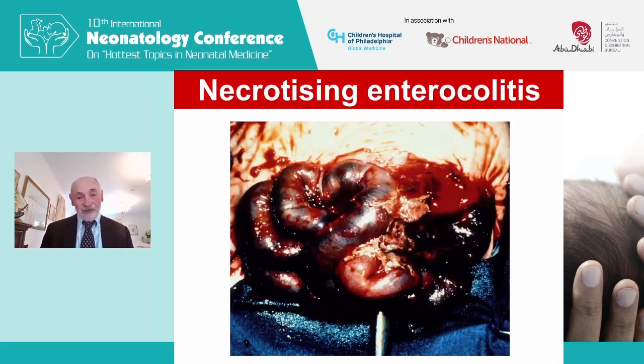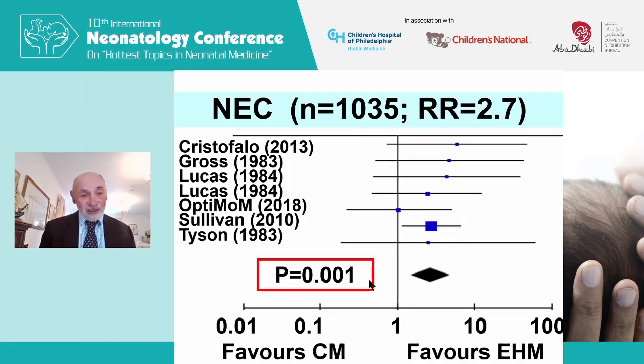Now, I want to start with necrotizing enterocolitis. Here, uniquely, are the 7 randomized trials in the world literature where there's an exclusive human milk comparison diet. And I've set up this forest plot so that anything to the right of this line of no effect represents an adverse effect of cow's milk. You can see the summary diamond is well to the right, representing a significant 2.7-fold increased risk of necrotizing enterocolitis in babies exposed to cow's milk. And importantly, these early trials from the 1980s show exactly the same effect size as the later trials.